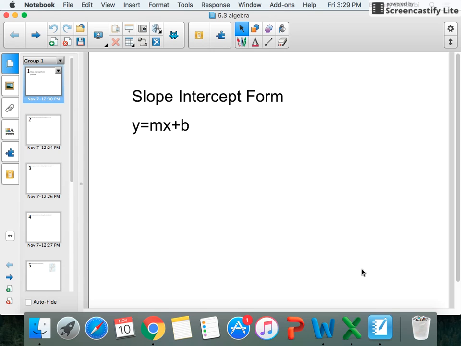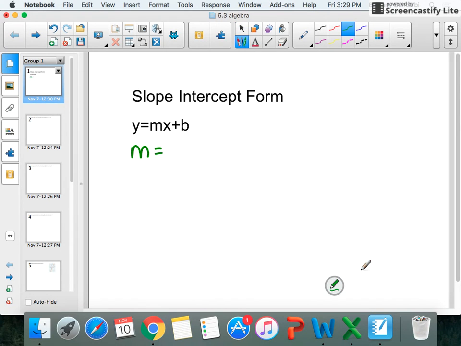So today we're going to be talking about slope-intercept form, which we have all heard of. So this is called y equals mx plus b. Now, x and y are your points, m is for your slope, and b is for your y-intercept. So the y-intercept is what is going to hit the y-axis.